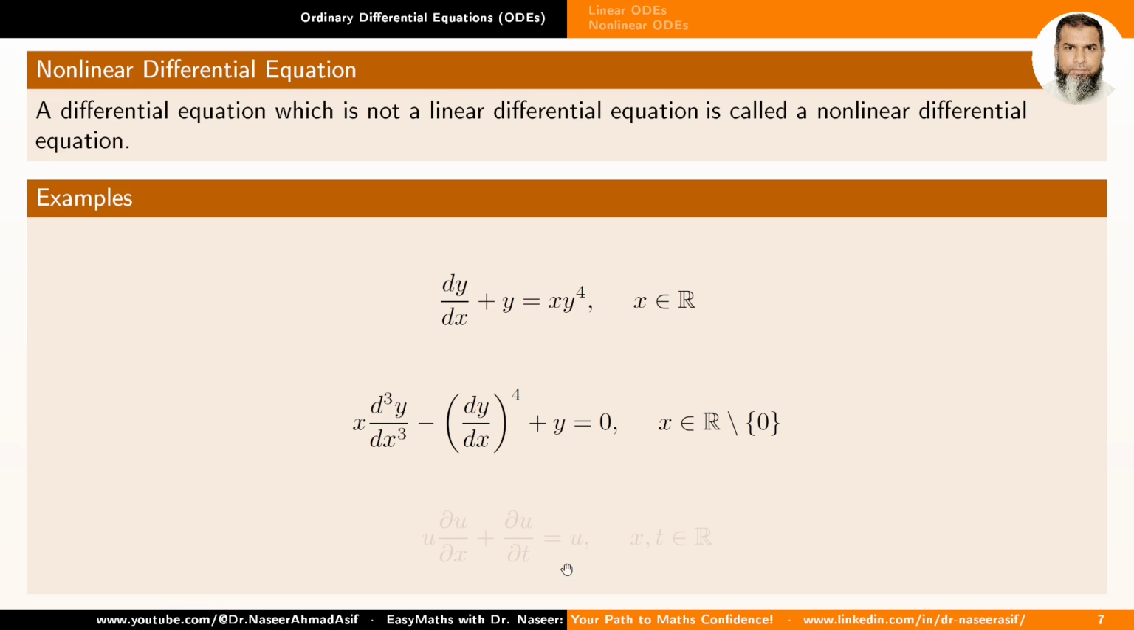We'll see another example. This is u partial u by partial x plus partial u by partial t is equal to u. This equation has three variables u, x, and t. u is the dependent variable. This is the derivative of u with respect to x. This is the derivative of u with respect to t. This is a linear term. However, u multiplied by partial u by partial x is a nonlinear term. So this is a nonlinear differential equation.